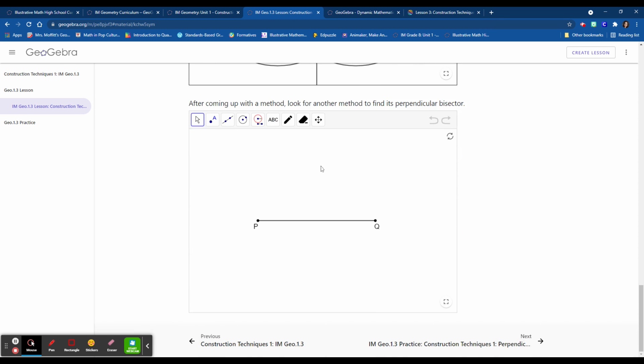Okay, so you're just going to try a little bit on this last task, see if you can come up with another method to find the perpendicular bisector.